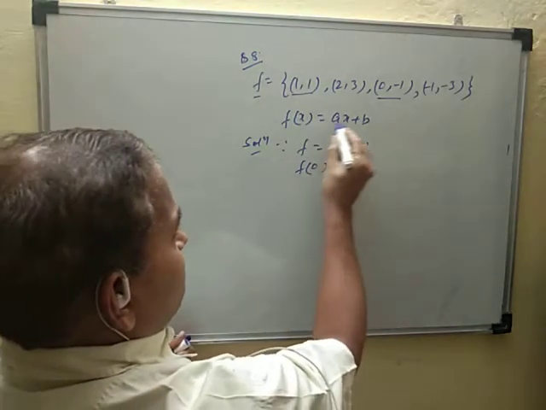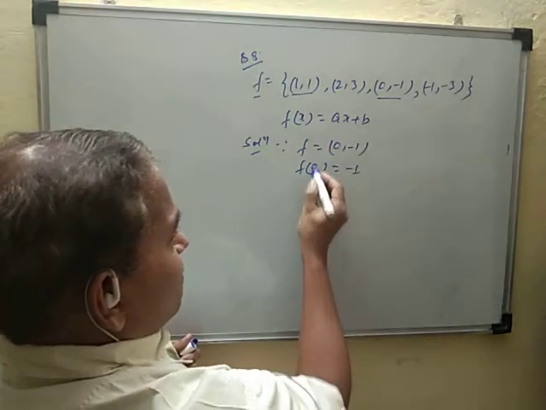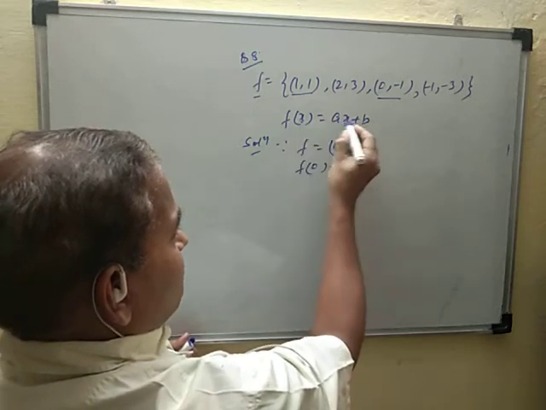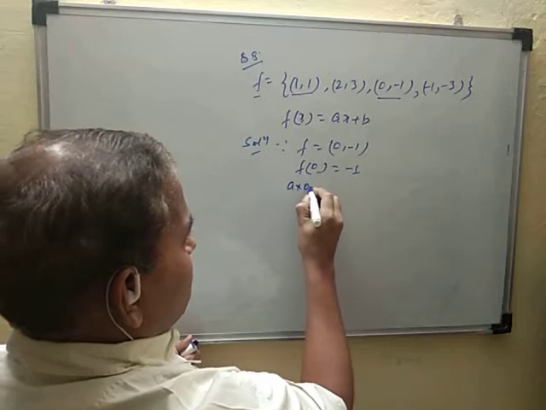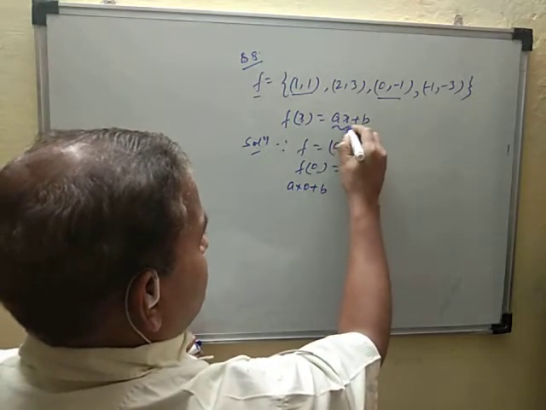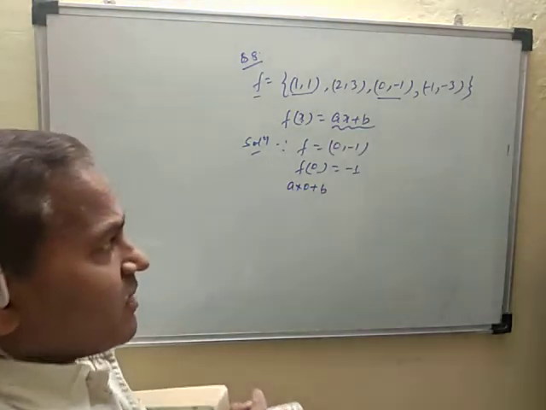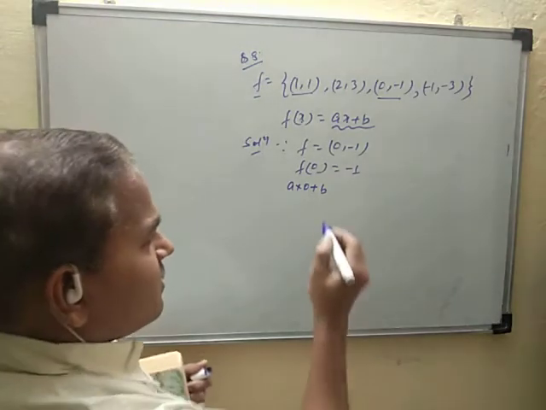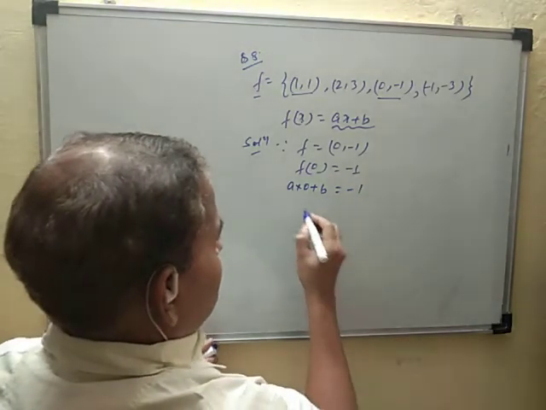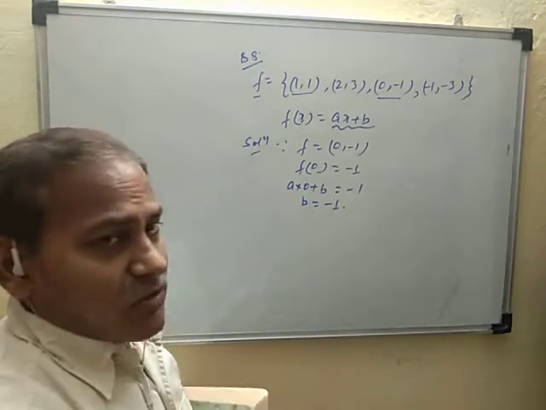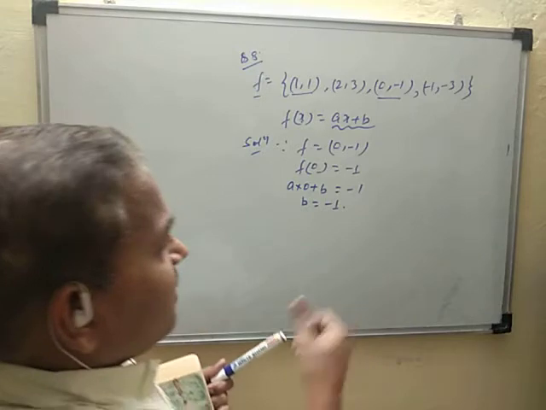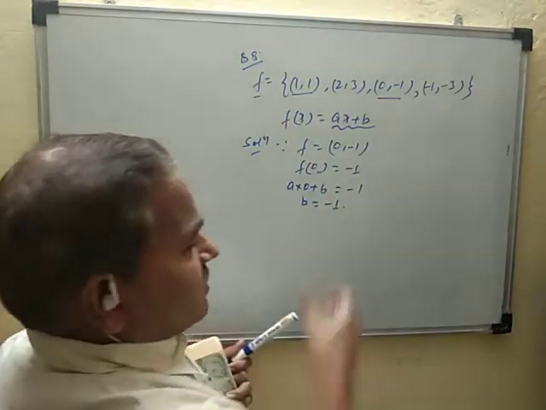And since f of x is equal to this, what is f of 0? Put 0 in place of x. So the value of f of 0 is a into 0 plus b. We put 0 in place of x, and f of 0 is equal to -1. So b is equal to -1. The value of b is found.